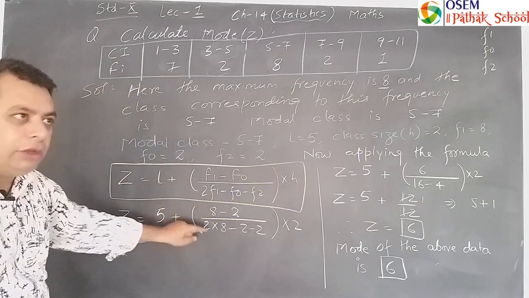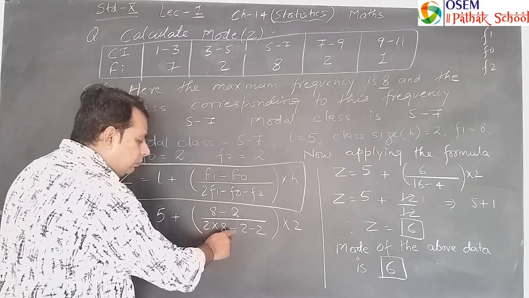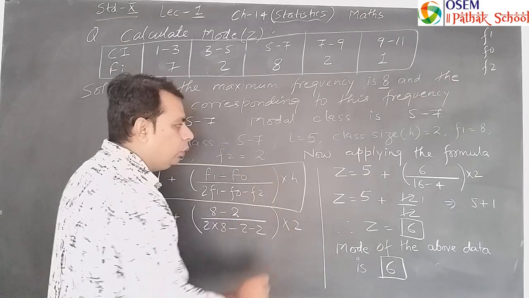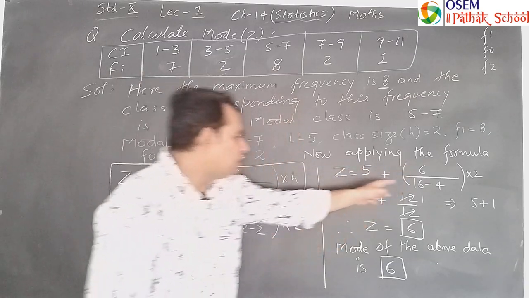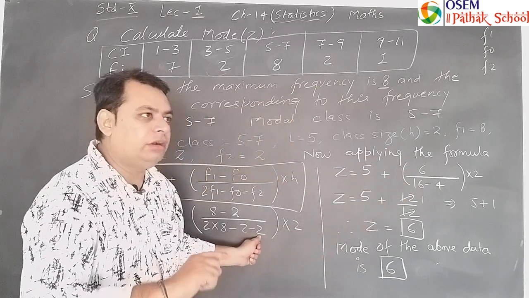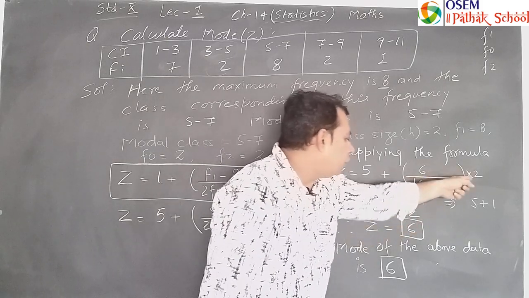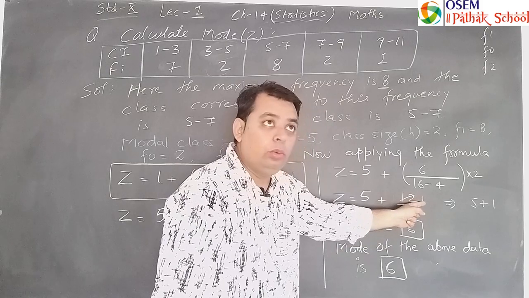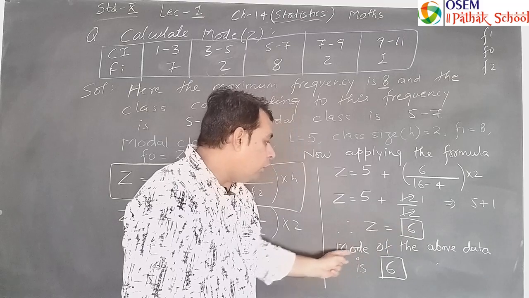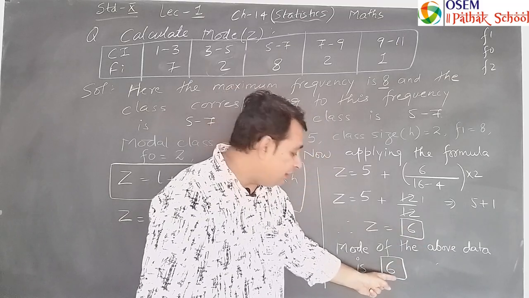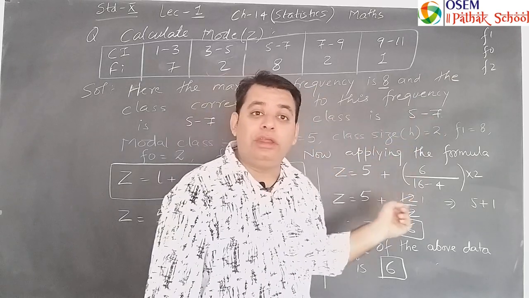Now substituting the values: 5 plus (8 minus 2) divided by (2 into 8 minus 2 minus 2), multiplied by 2. So 8 minus 2 will be 6, 8 twos are 16, minus 2 and 2 added, but the sign will be minus. So it will be 16 minus 4, which is 12. So 6 twos are 12, and 12 divided by 12 we get 1. So 5 plus 1 will be 6. So the mode of the above data is 6. You can see the answer is 6, and it lies between 5 and 7. So this is a way to take out the mode.